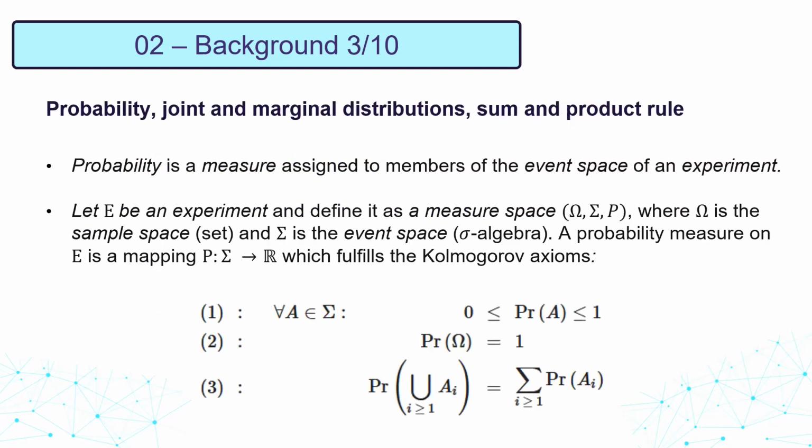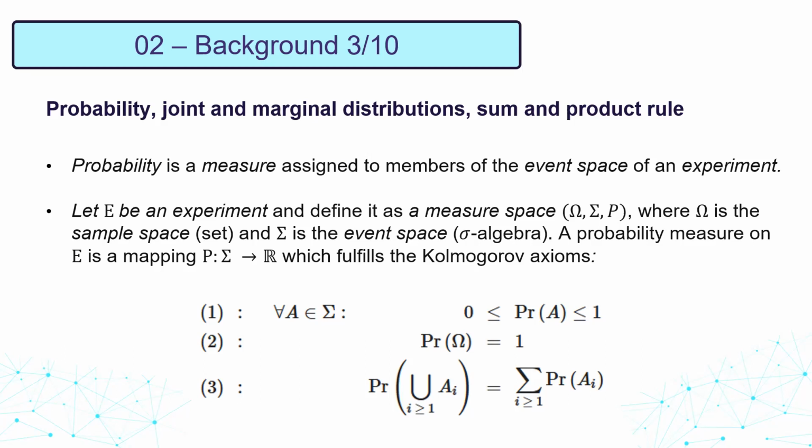First slide is very formal. You don't need to remember any of this, but I just find it funny because a lot of times people actually don't know what probability is. So probability is actually a measure assigned to members of the event space of an experiment. That's, let's say, the not really formal way to define it.